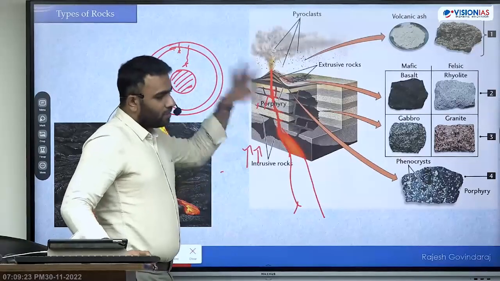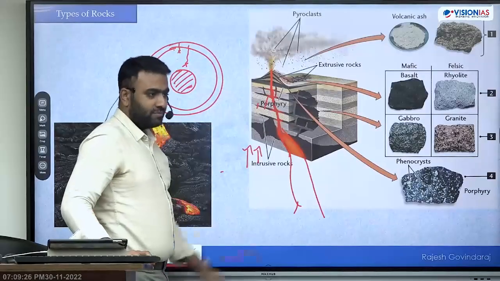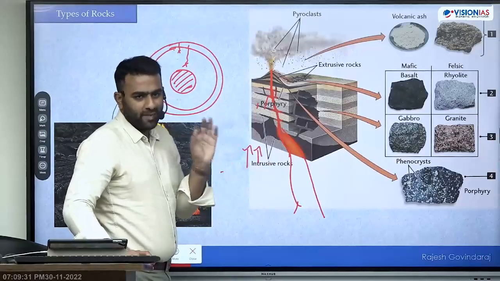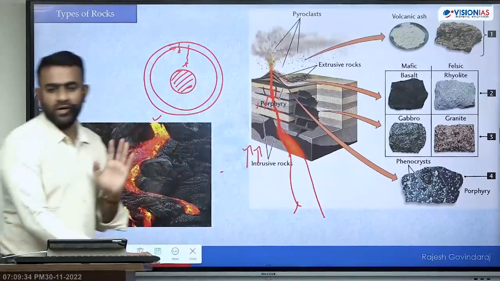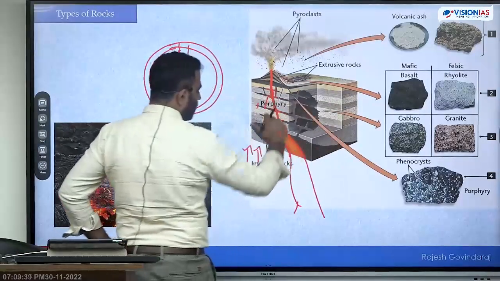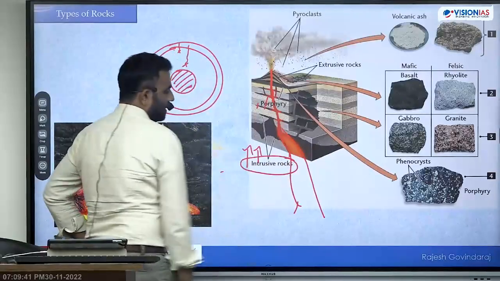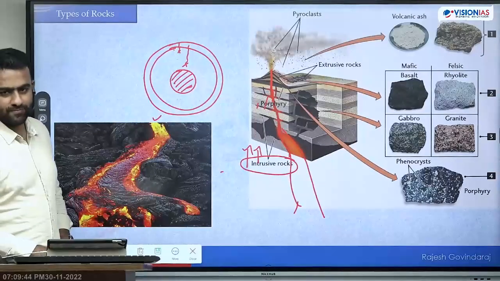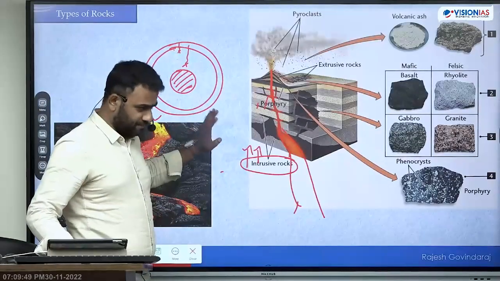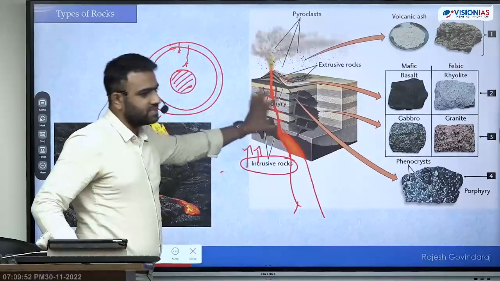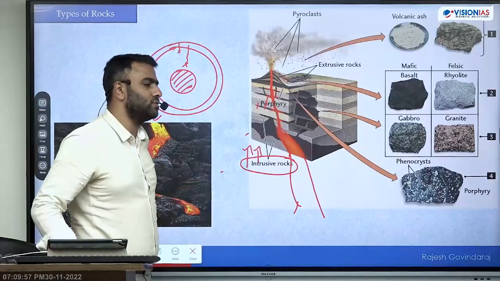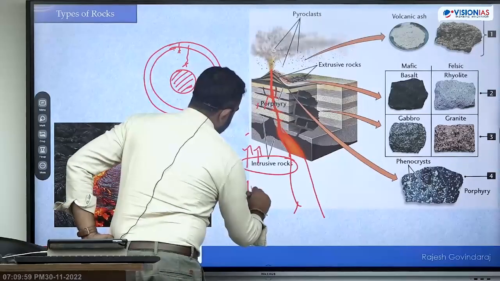What if it is cooling down within the lithospheric rock layers only? It forms another type of rocks over there. वहाँ पर भी rock बन सकता है. Wherever magma cools down, it results in the formation of rocks. They are all igneous rocks. If the magma is cooling within the lithosphere, within the rock layers, it results in the formation of intrusive igneous rocks. Intrusive means inside, अंदर से ही बन गया. It is formed within the rock layers itself. Such igneous rocks formed within the lithosphere are called intrusive igneous rocks. They are also called plutonic rocks.